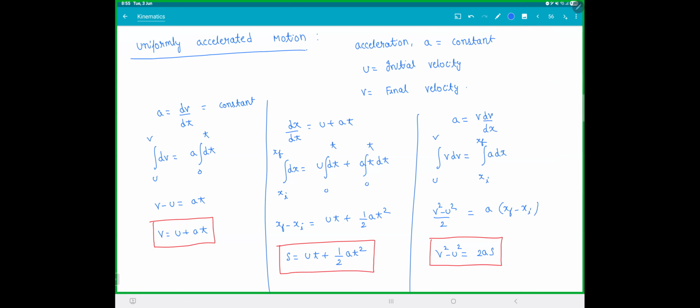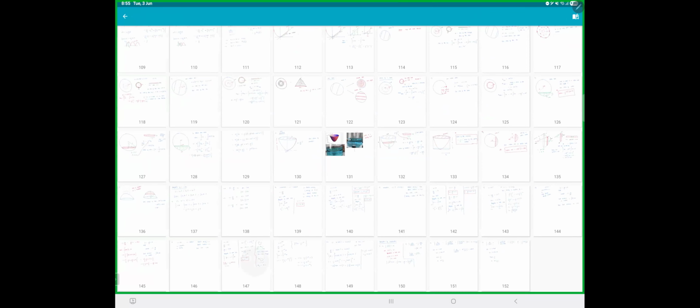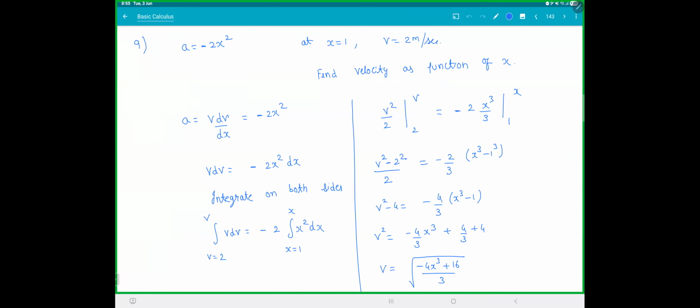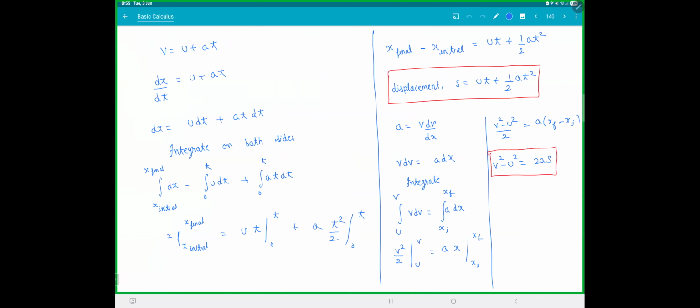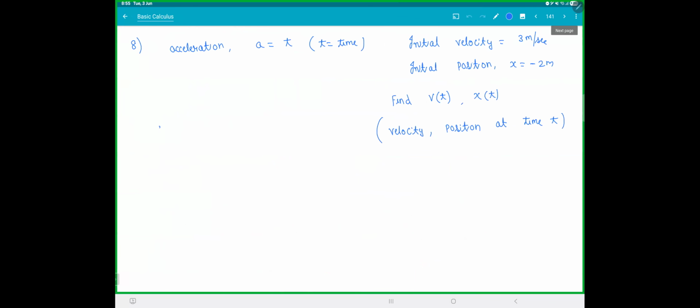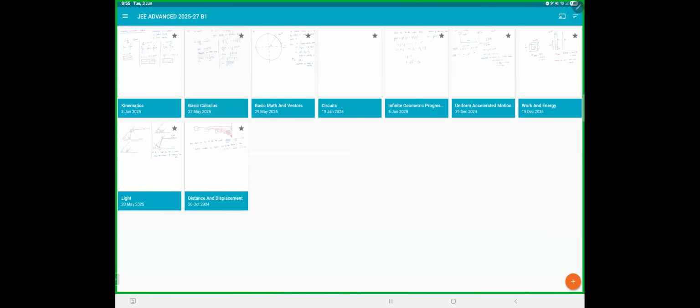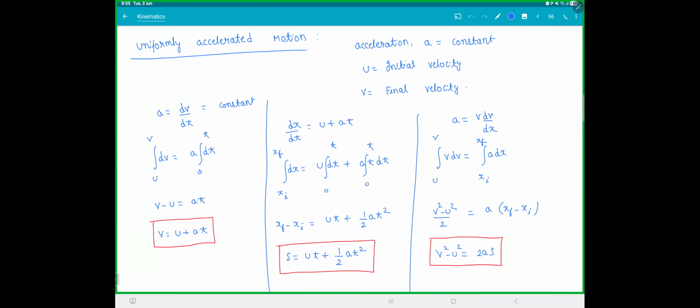Any doubts on this? We have done this before in calculus. Same question. We derived this before also. Then we did it for variable things also, we have derived in calculus. So you have seen this stuff. Any doubts on this page?